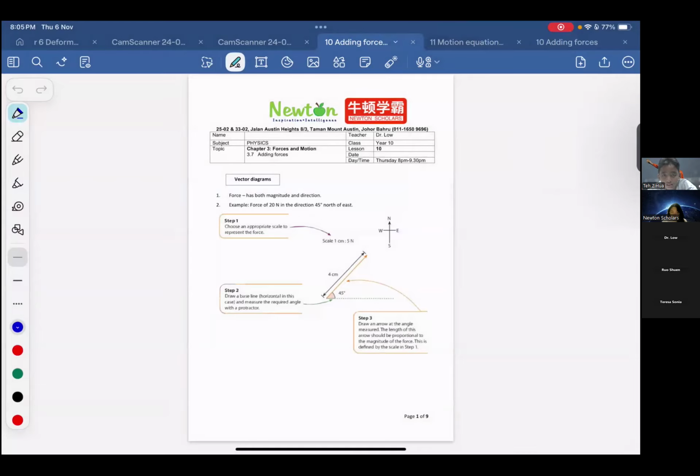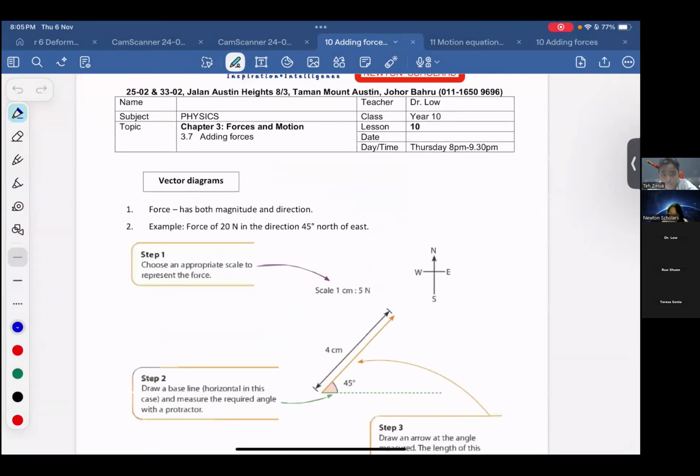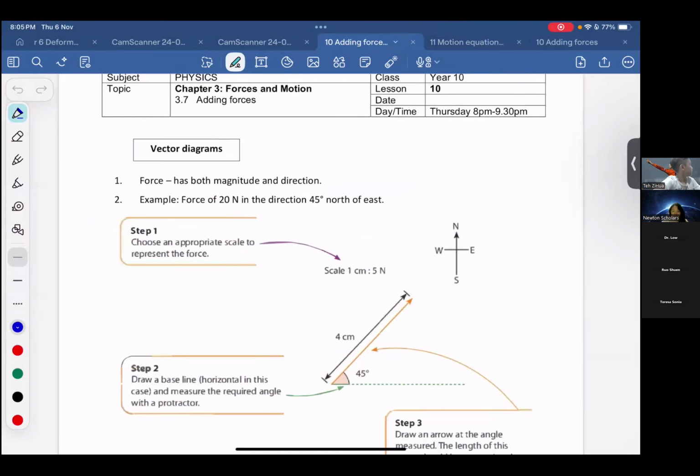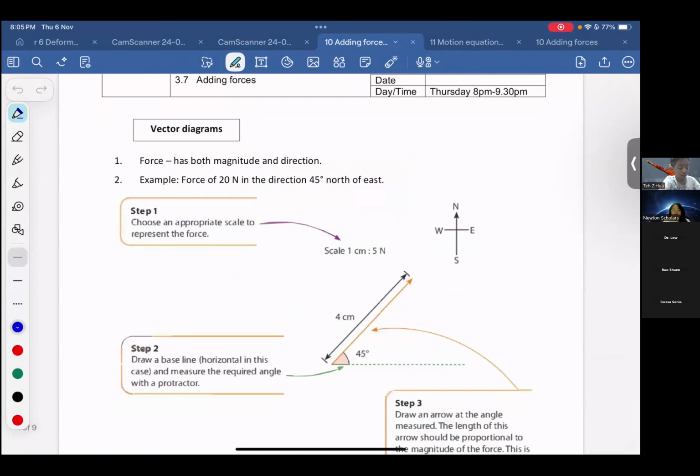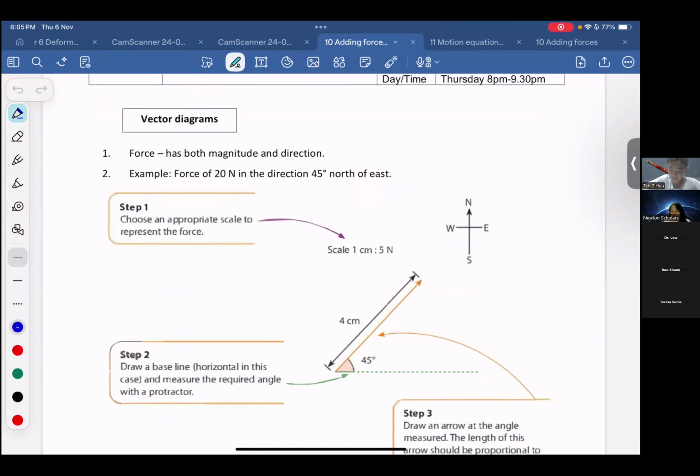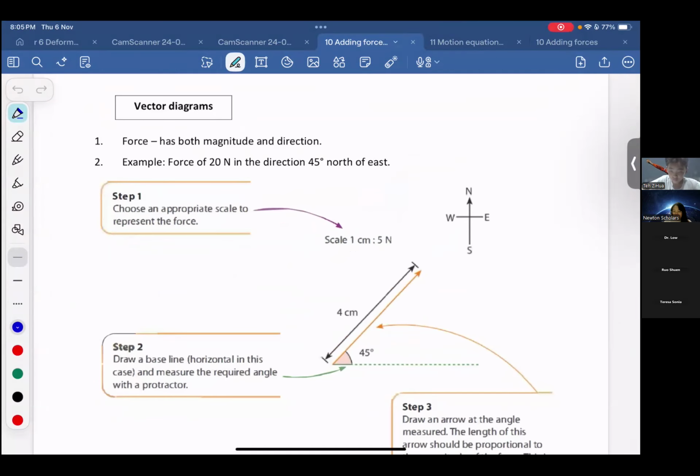Okay, today we are going to continue our lesson number 10, talking about the vector diagram. Vector is not only for force. Force is one of the vectors, okay? Force belongs to vector because force has magnitude and also direction. What is magnitude? For example, force is 10 Newton. This one is magnitude. The 10 Newton is actually magnitude plus unit.